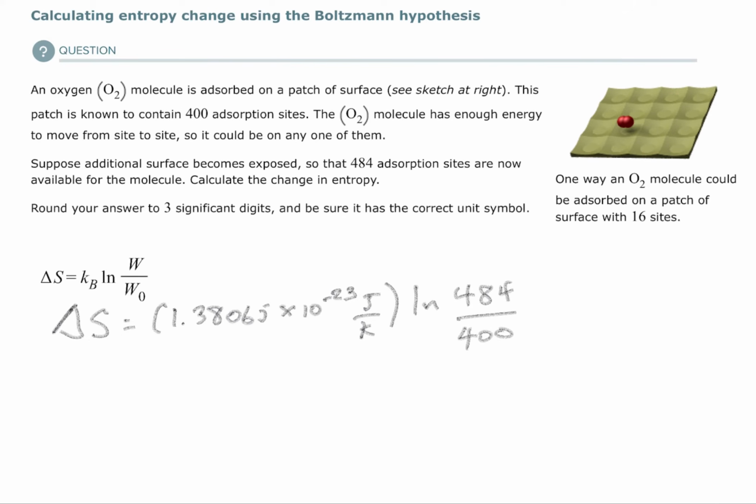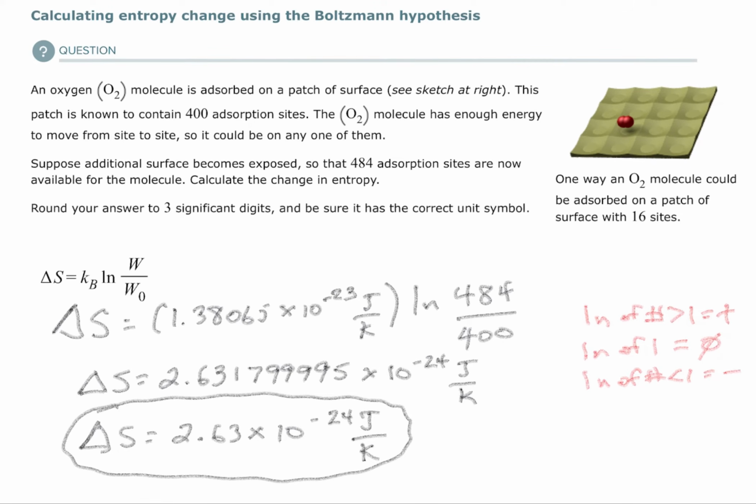And just a little bit of review on natural logs. If you have a number bigger than 1, you're going to have a positive natural log. The natural log is going to be a positive number. And then when you multiply that by the Boltzmann constant, your entropy will be positive. If it's exactly 1, then there's no change in entropy. Because if you have the same amount of sites at the end that you had to start with, you didn't change anything, and so you're going to end up with 0 times Boltzmann's constant, and your change of entropy would be 0. If you have a number less than 1, you're going to have a negative entropy.